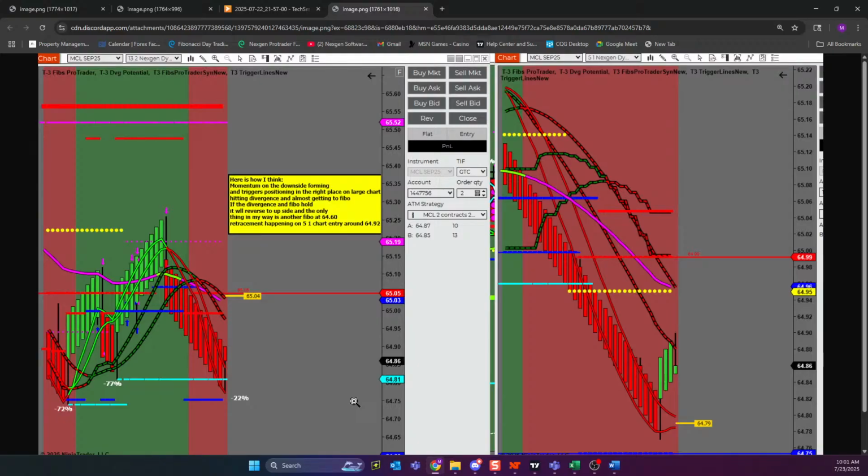Here's how I think. Momentum on the downside is forming. So Victor, momentum has already formed. You have strong triggers, right? Don't overthink it. You either do or you don't. The trigger's positioning in the right place on the chart, hitting divergence and almost getting to fib. If the divergence and fib hold, it will reverse to the upside, and the only thing in my way is another fib at 64.50. Retracement happening on the 5-1 around 64.92.